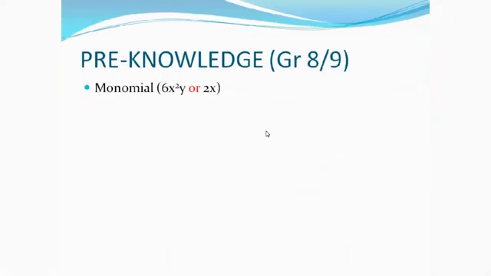In terms of our pre-knowledge, which is the learning that has happened at grade 8, grade 9, we have learned about the monomial. A monomial is a term in simple words. And a term would have a number and some variables. Sometimes even a number itself can be referred to as a term. In this case, I've got 6x squared y. That is an example of a monomial. I also have an example 2x. It's another example of a monomial.